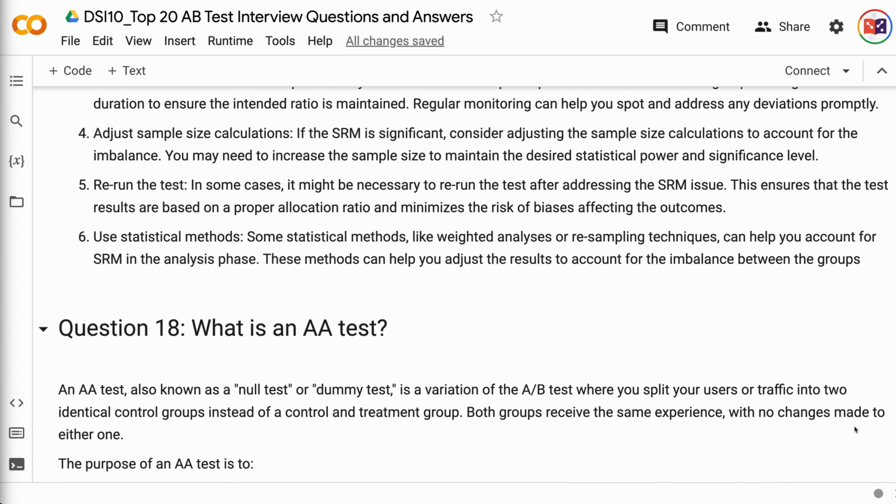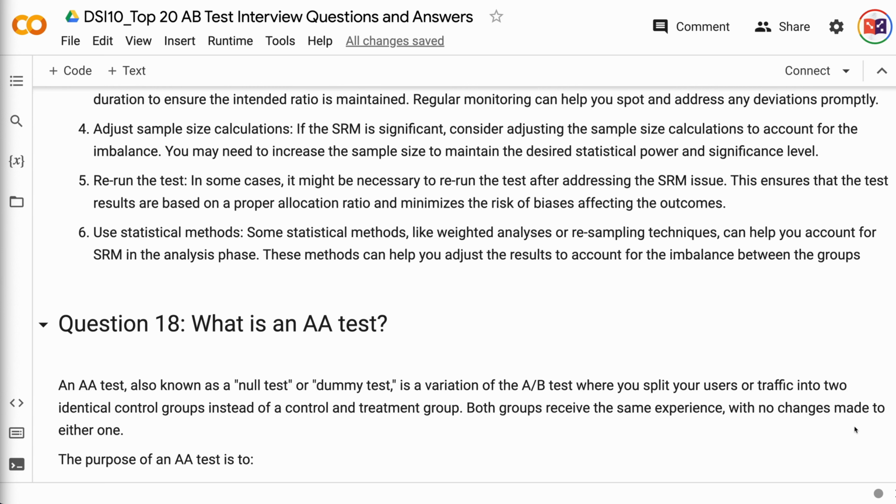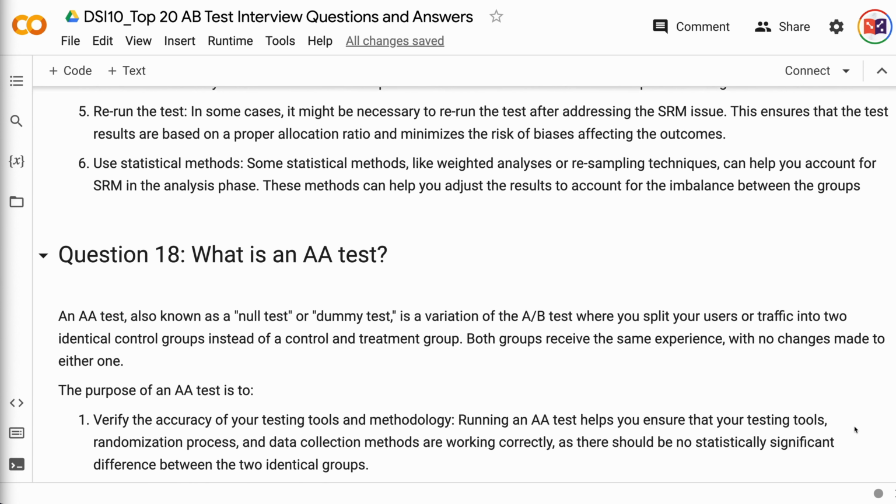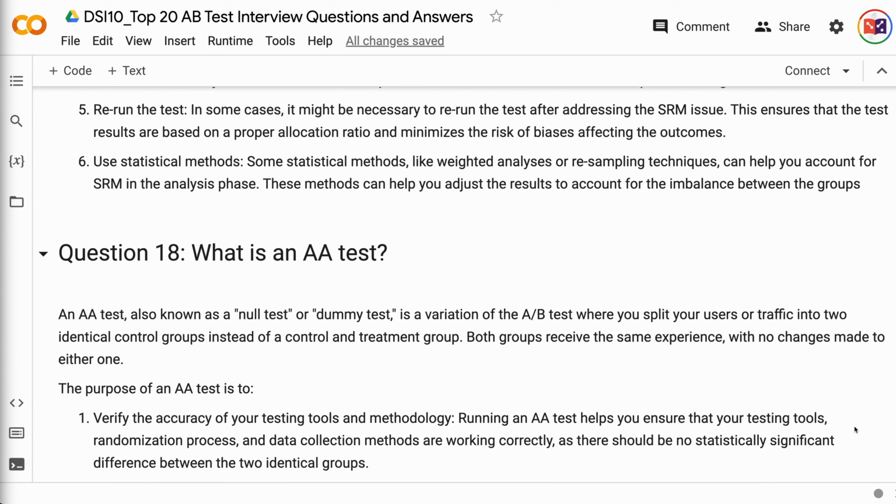This ensures that the test results are based on a proper allocation ratio and minimizes the risk of biases affecting the outcomes. 6. Use statistical methods. Some statistical methods, like weighted analysis or resampling techniques, can help you account for SRM in the analysis phase. These methods can help you adjust the results to account for the imbalance between the groups.